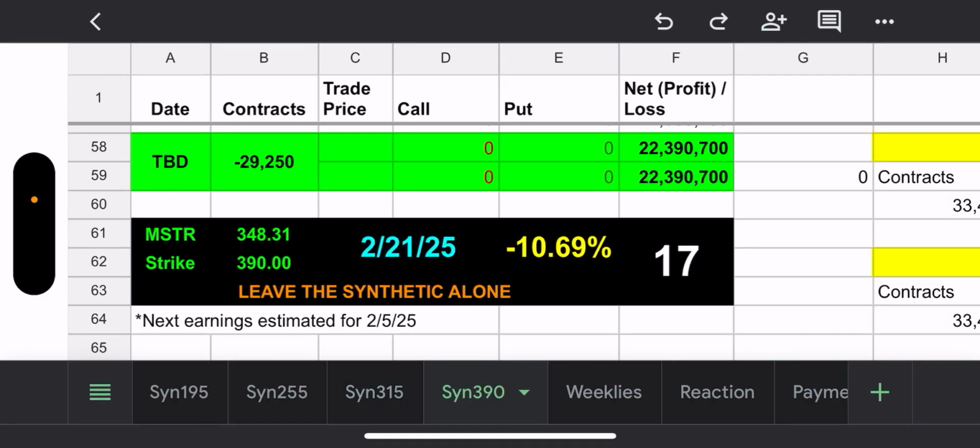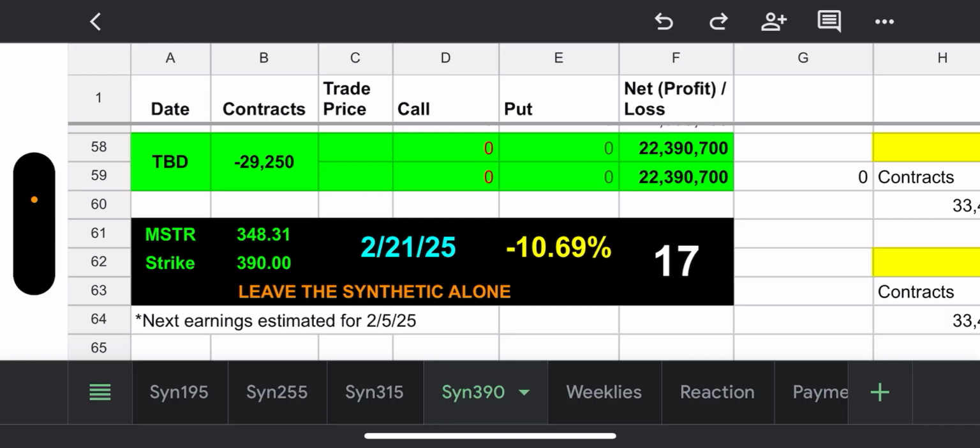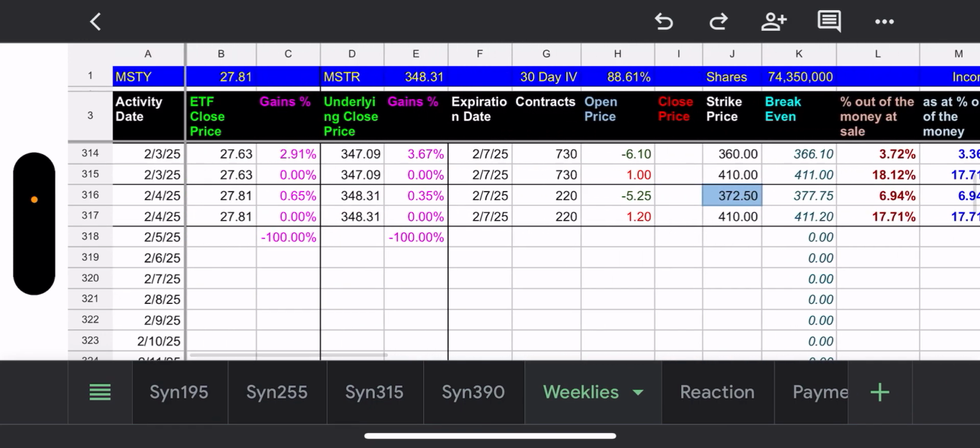390, I wish this wasn't here. Unfortunately, it is. But right now, that's 10% underwater. So when they roll their synthetic position, keep in mind they're going to close both of these. They both have a 2/21 expiration. They'll close both of these. We'll see how much it's going to be worth. The gains on this may be offset by the losses on this. Again, very unfortunate, but it is what it is. But we did get some gains when we moved some of the money from that synthetic to the 390, which you'll see in the payment tab.